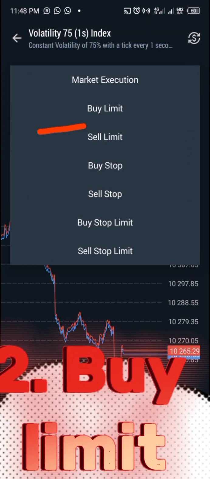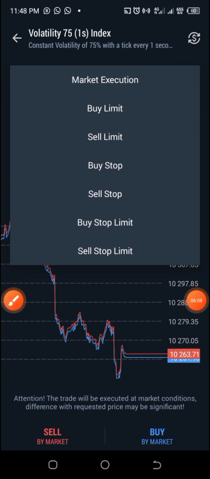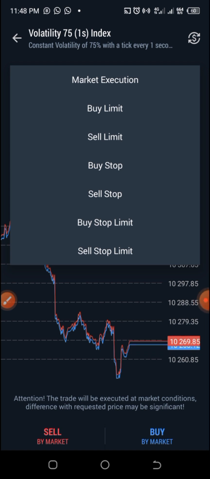So type 2 is buy limits. Buy limit means you want to buy such an asset at a cheaper price because price has, for example, gone past where you wanted to enter from. So you want to enter into the market at a cheaper price, lower than that. Let me illustrate what I'm meaning.